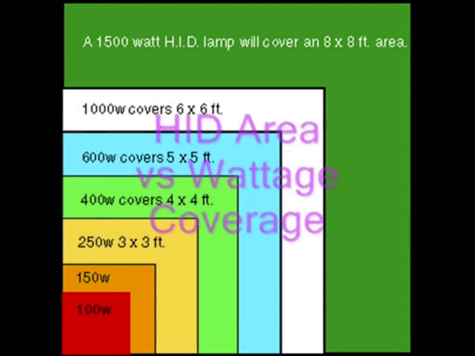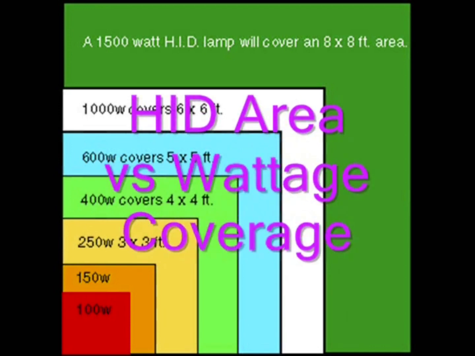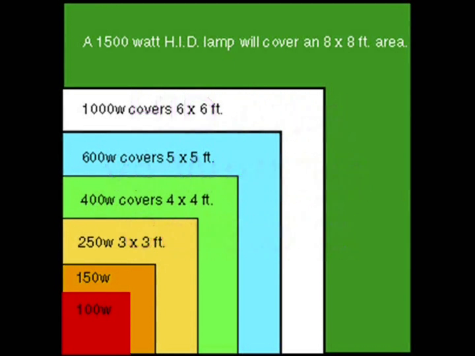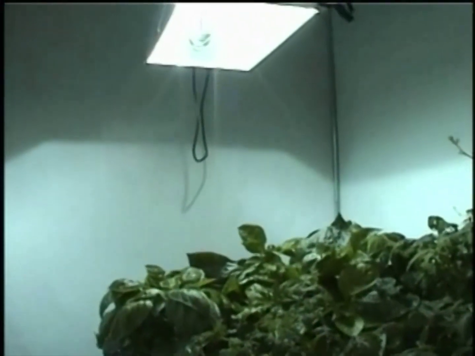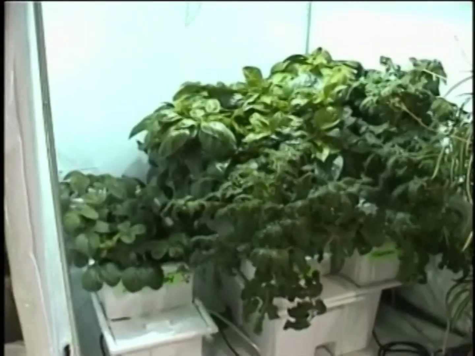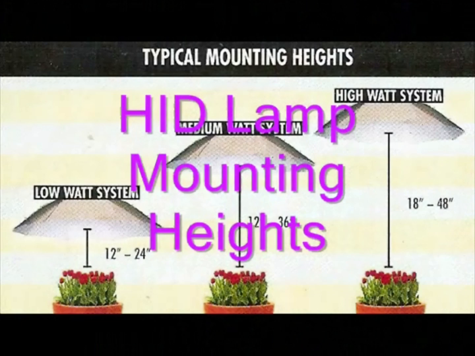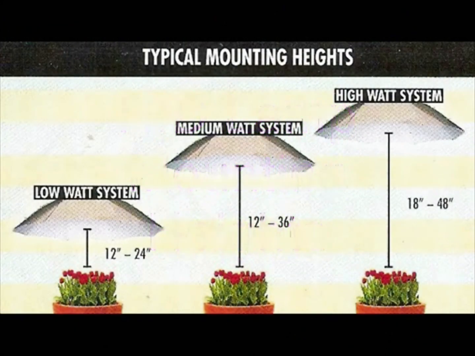Here are recommended garden area sizes based on light wattages. For example, a 400 watt high-intensity discharge light covers an area approximately 4 feet by 4 feet. A 600 watt an area 5 feet by 5 feet, and so on. Keep in mind that the reflector type and size is also a factor, as well as the distance the light is located from the garden. Height distances are also just basic recommendations and can be varied, especially by use of a light mover.